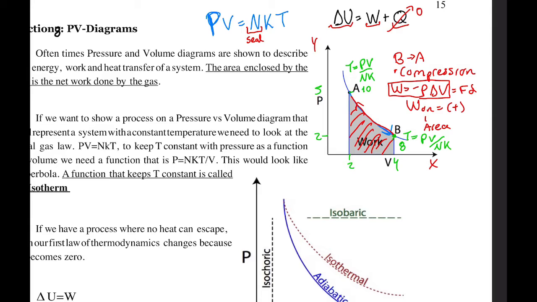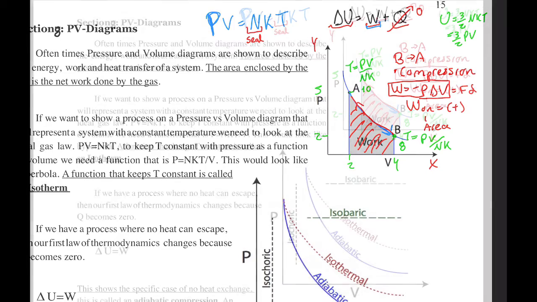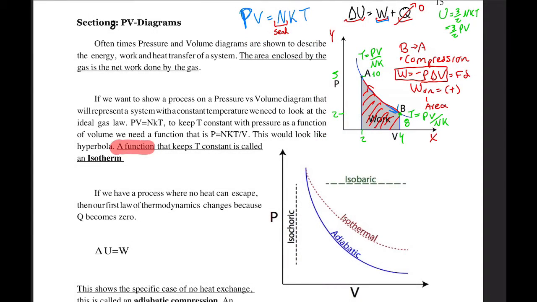The last equation that we keep in mind when using our PV diagrams is that energy is proportional to 3/2 NKT, or 3/2 PV. So anytime the temperature goes up, the energy goes up. And the diagrams will show us whether we do work to increase this energy or add heat to increase the energy. Let's first look at a system that keeps the temperature or the energy of the system constant.